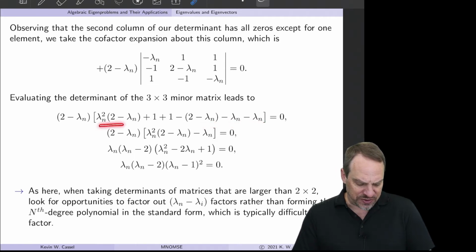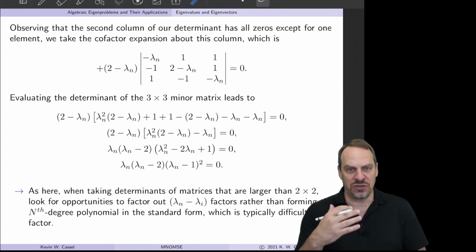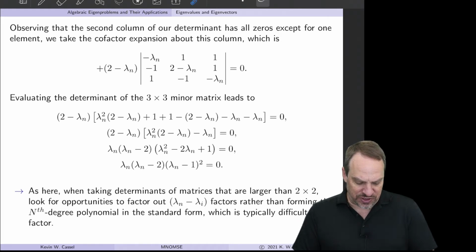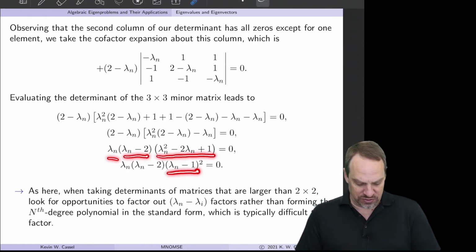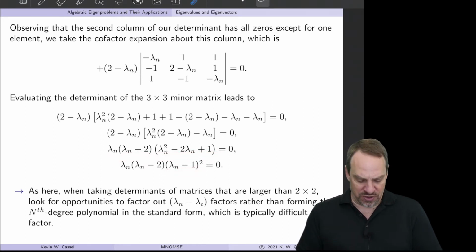So if we can simplify this down to this, you'll notice that we have a lambda in both terms that we can factor out. So factoring that out, we have a lambda times lambda minus 2 times then a second order polynomial left. Now we're happy because we can use the quadratic formula, we can factor it by inspection, and in this case it's just lambda minus 1 squared. So we have lambda minus 2, and then this results in lambda minus 1 squared. All right, so just keep that in mind. Always look for those common factors when they're available.